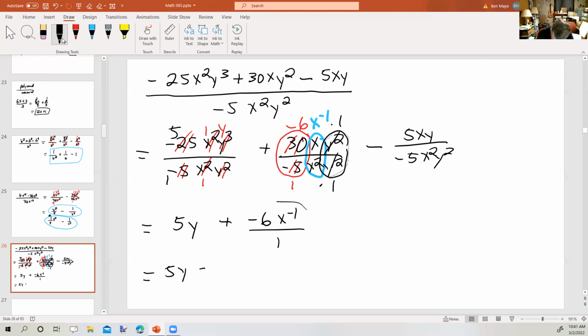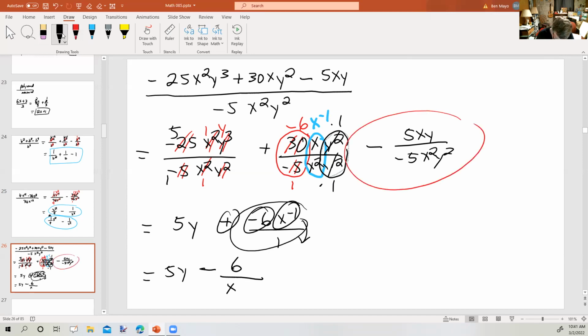But I could take this and write it as minus 6 over x, because plus a negative is like subtracting, and x to the negative 1 on top would move downstairs and be x to the positive 1 down below, but I don't need that. Okay, all right, excellent. Next expression. Well, we've got a negative and a negative there, so I could make that into a positive. You okay with that? Yes.